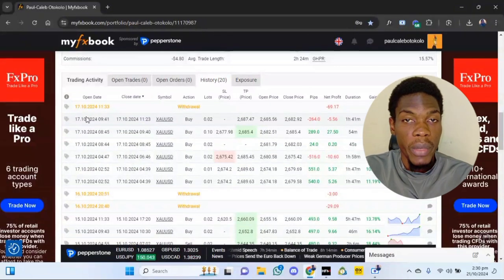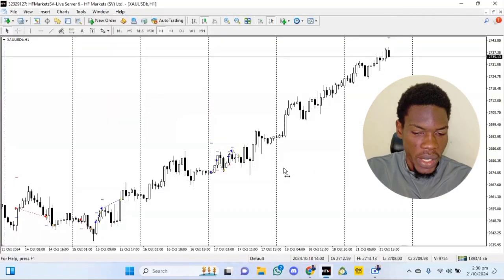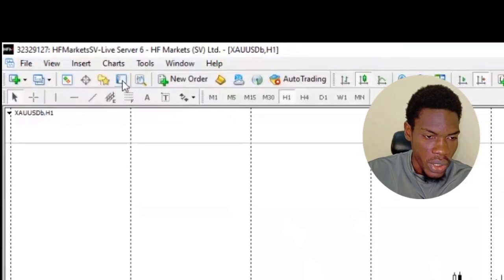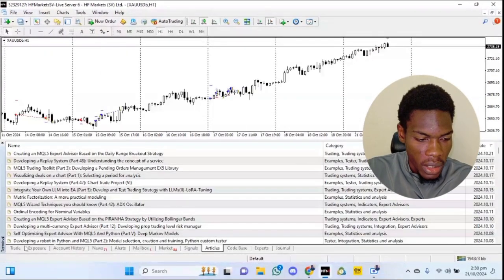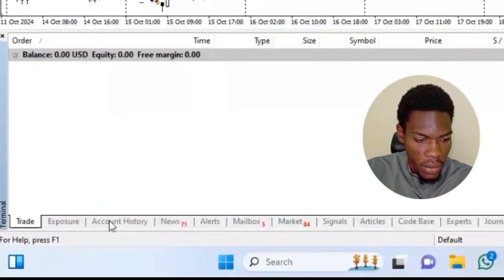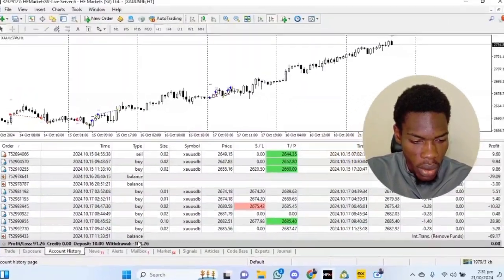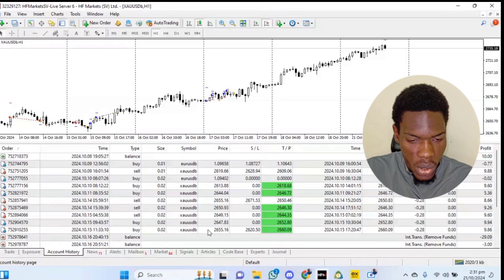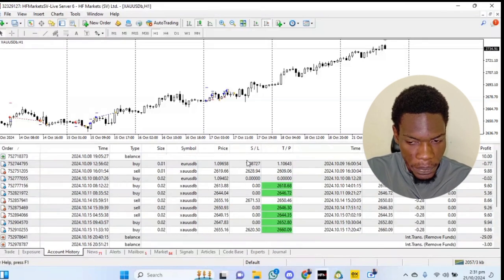So now let's move to MetaTrader, where you can see all my trades. Over here on MetaTrader, what I'm going to do is open up the terminal, and to do that you can either click on here or press Ctrl T. I'll press Ctrl T and then we'll move to account history. Under the account history you can see our profit and loss, our withdrawals, our deposits, okay? This is the last trade which we took. Unlike Myfxbook, the last trade is at the bottom and the first trade is at the top.